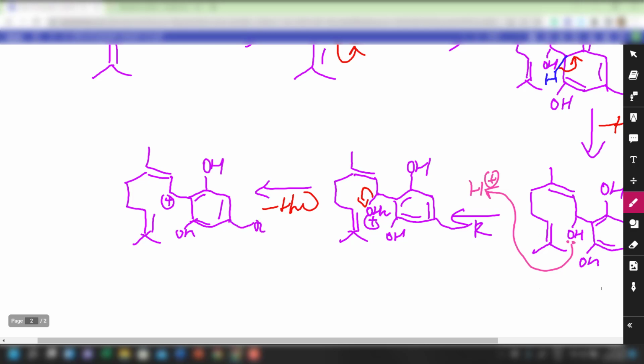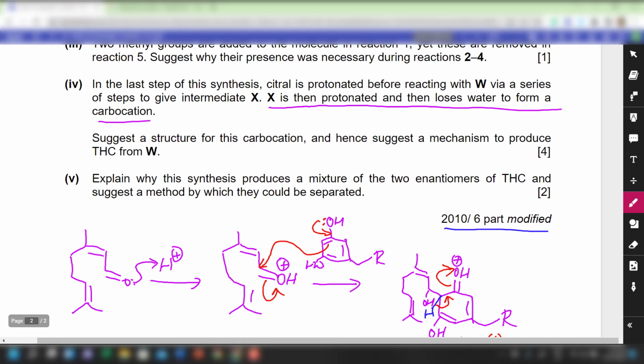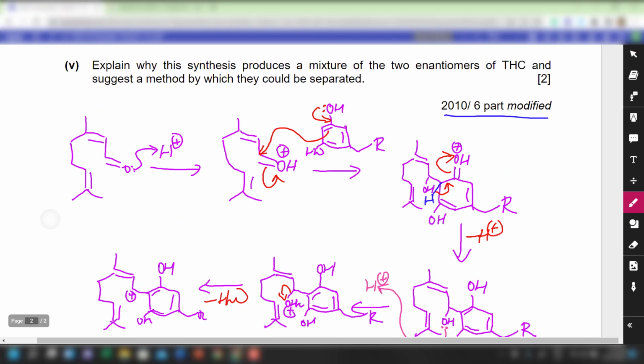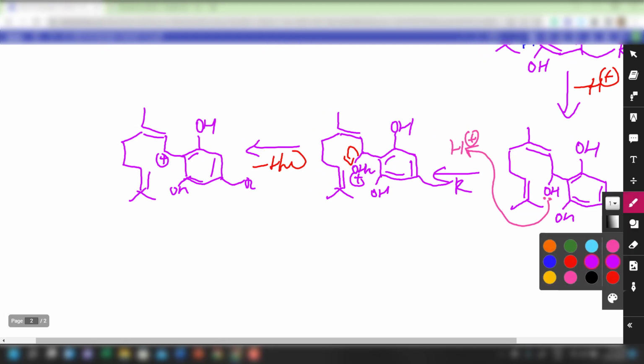So is this the carbocation that is expected of us? That's the question we might want to ask ourselves, because the question is to suggest a structure of the carbocation and hence suggest a mechanism to produce THC from W. So the question to ask ourselves is, is this the most stable carbocation, or do I need to draw the relevant resonance structures? Some of you might be thinking, can I draw the resonance structure where the CC pi bond delocalizes and I form a tertiary carbocation? So the answer is no.